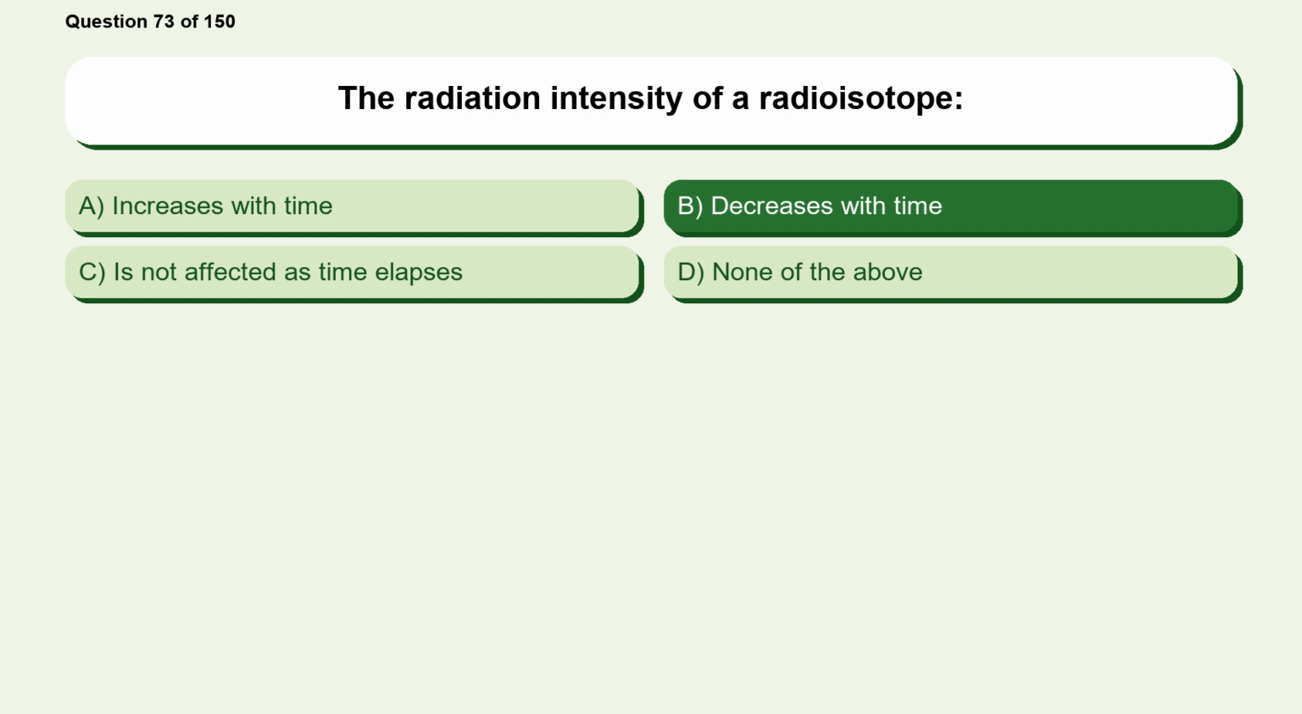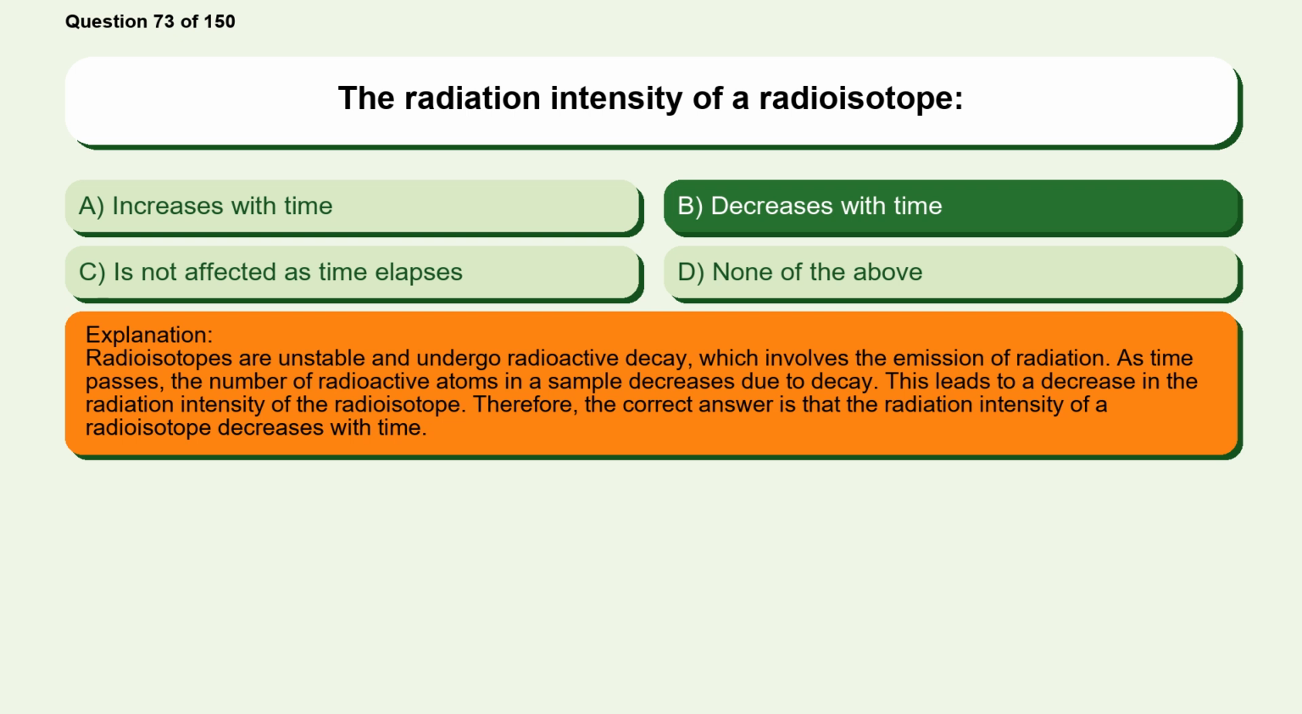Decreases with time. Radioisotopes are unstable and undergo radioactive decay, which involves the emission of radiation. As time passes, the number of radioactive atoms in a sample decreases due to decay. This leads to a decrease in the radiation intensity of the radioisotope.